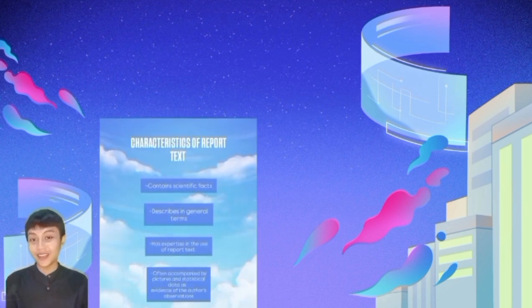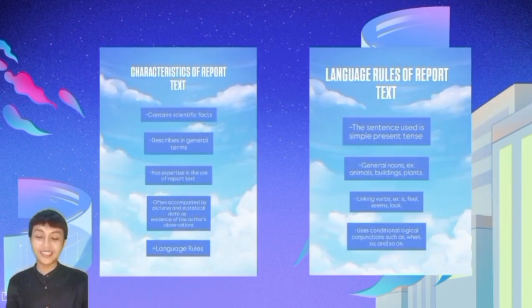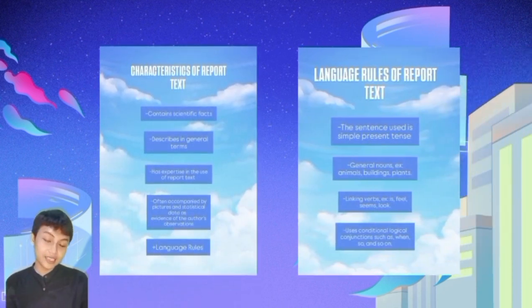Now I'm going to tell you about the characteristics of report text. First, it contains scientific facts, and second, it is described in general terms, and then it has expertise in the use of report text, and then it is accompanied by pictures or data, and last but not least is the language rules.